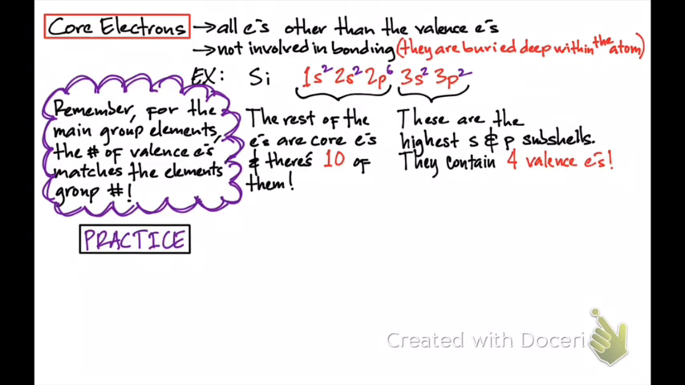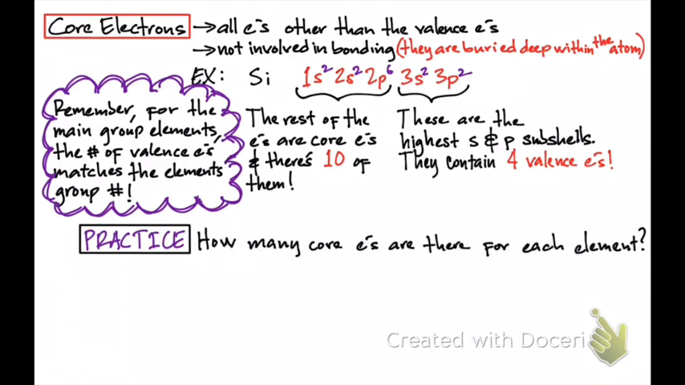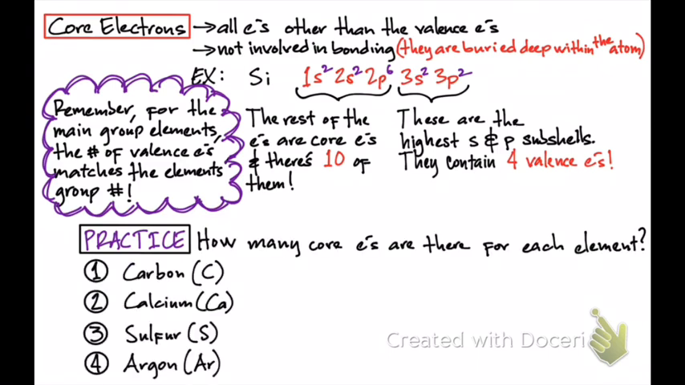All right, so let's look at a few examples here. How many core electrons are there for each element? So we have carbon, calcium, sulfur, and argon. So carbon, if you look at the periodic table, it's group 4, so it has 4 valence electrons. Calcium is group 2, and so it's got 2 valence electrons. Sulfur is group 6, it's got 6 valence electrons, and then argon is group 8, and so it has 8 valence electrons.